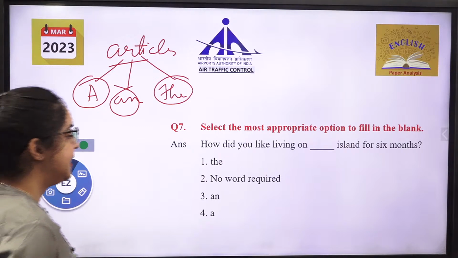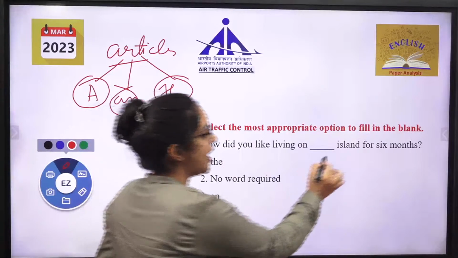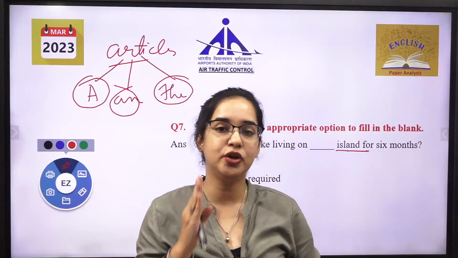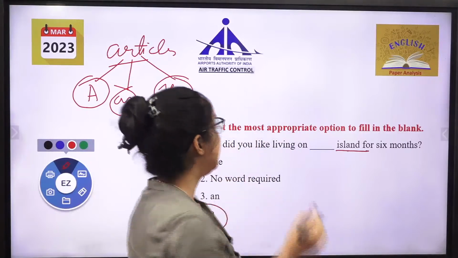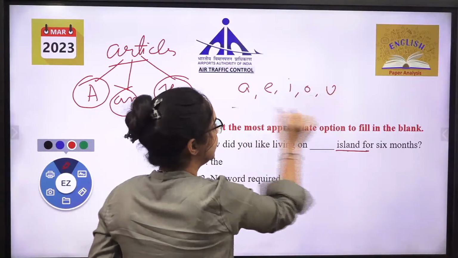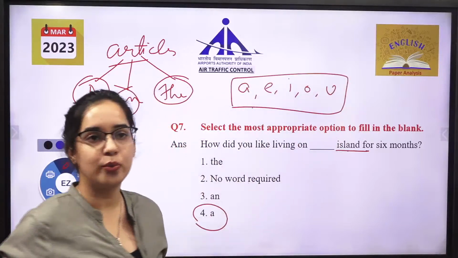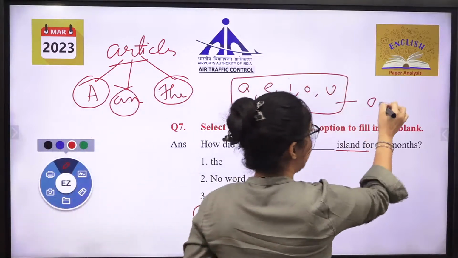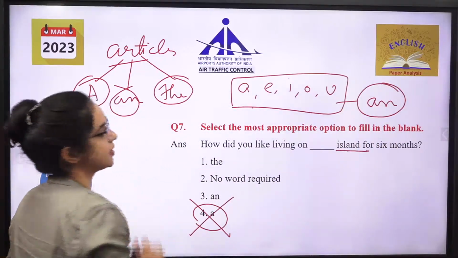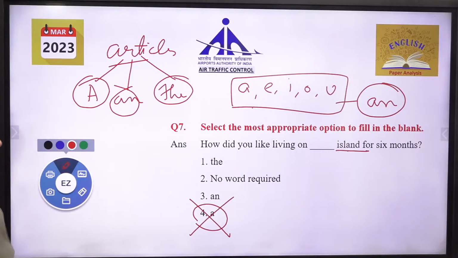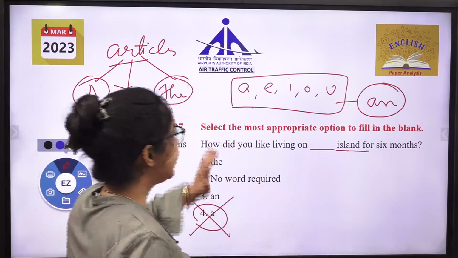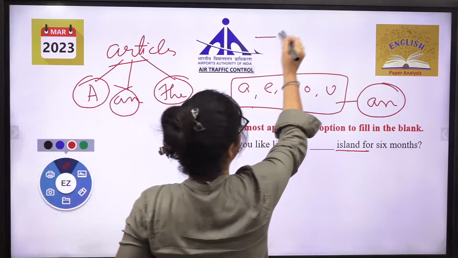देखो फर्स्ट थिंग, ए तो नहीं आ सकता. आई की आवाज आ रही है. आइलैंड में क्या आता है? Remember it. Whenever you have a vowel sound that is A, E, I, O and U, this is you will always go with An first thing, right? तो पहली तो चीज हमारा जो ए है वो तो आ ही नहीं सकता. So this is a wrong one which is given to you. This is eliminated, right?